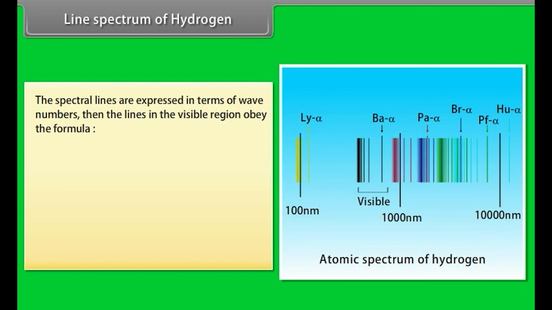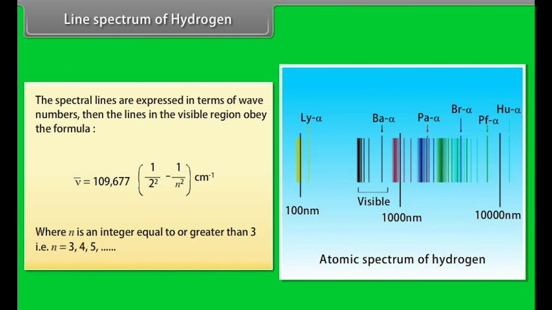The spectral lines are expressed in terms of wave numbers. Then the lines in the visible region obey the formula: wave number is equal to 1,09,677 into (1 by 2 square minus 1 by n square) per centimeter, where n is an integer equal to or greater than 3, that is, n is equal to 3, 4, 5 and so on.